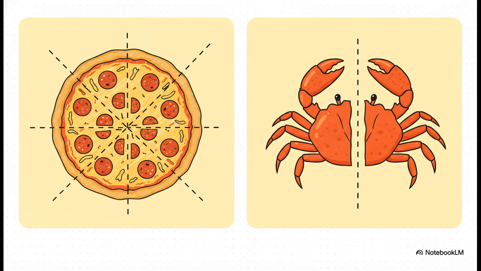So here's the key difference. With radial symmetry, and the pizza analogy is perfect, you can slice it through the center from any angle and get two equal halves. Think sea anemones, jellyfish. But for bilateral symmetry, like a person or that crab, there's only one way you can slice it, right down the middle to get a perfect mirror image. Most animals you can think of, from insects to dogs to us, have this bilateral design.